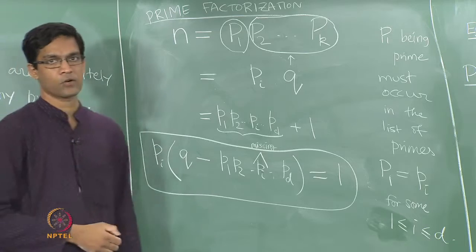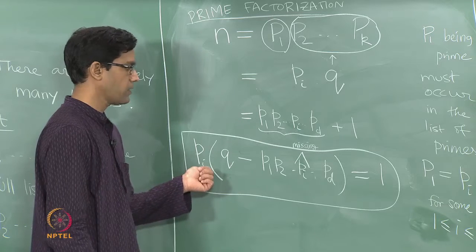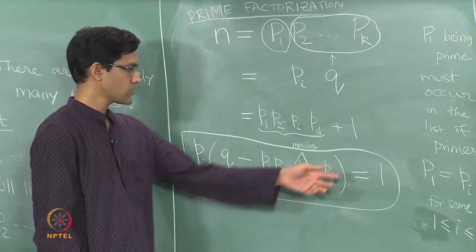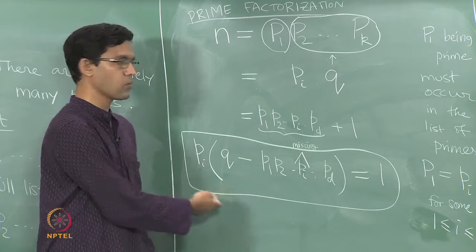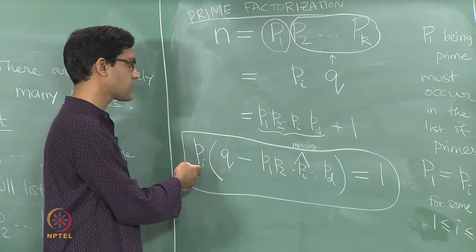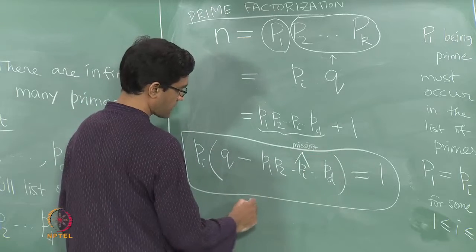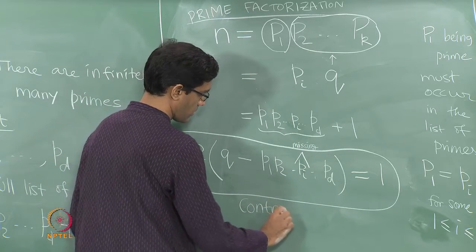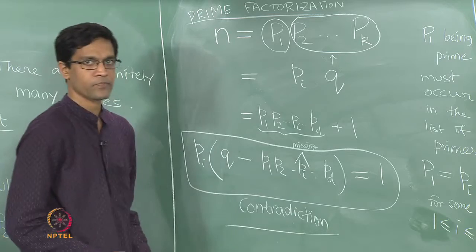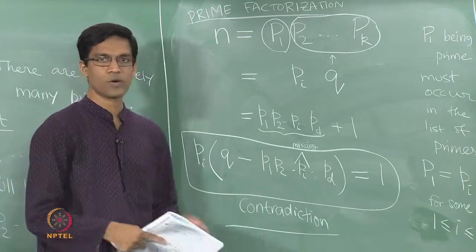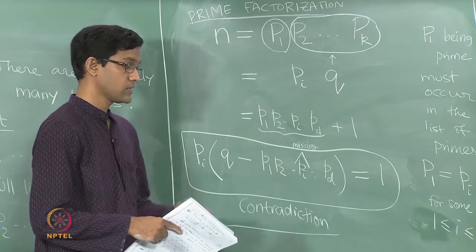But observe, that's clearly not possible, because the left hand side is a multiple of the prime Pi. It's Pi times some number, whereas the right hand side is the number 1. A prime is of course a number which is 2 or more, so there's no way that a number that's 2 or bigger can multiply something out to give you the number 1. So this final expression is a contradiction, and that proves that our initial assumption was wrong, that the list of primes is finite. That is really Euclid's rather ingenious proof that the number of primes is infinite.